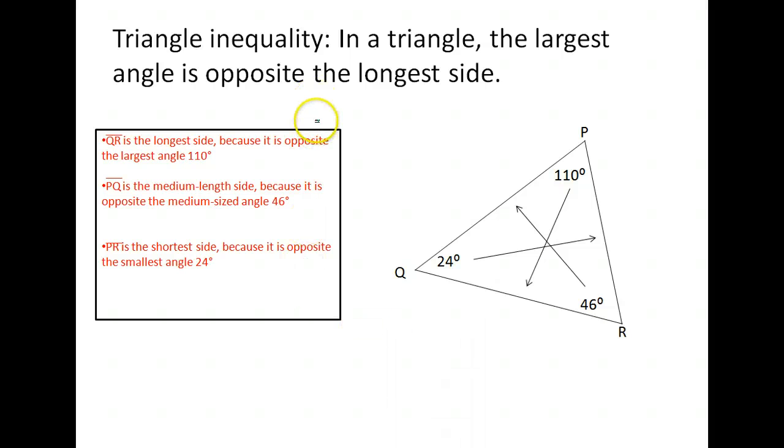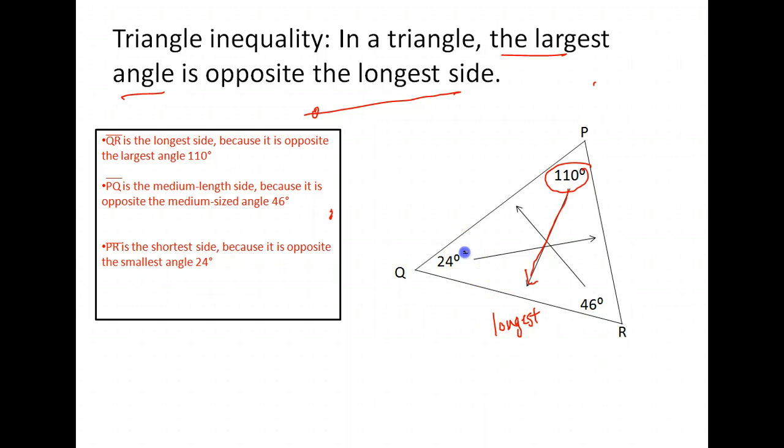Okay, so again, let's talk about the triangle inequality. Again, the triangle inequality says the largest angle is across from the longest side, and vice versa. The smallest angle is also across from the shortest side. So again, what we can do is take a triangle such as this one. The biggest angle in this triangle was the 110 degree, so across from that angle would be the longest side.